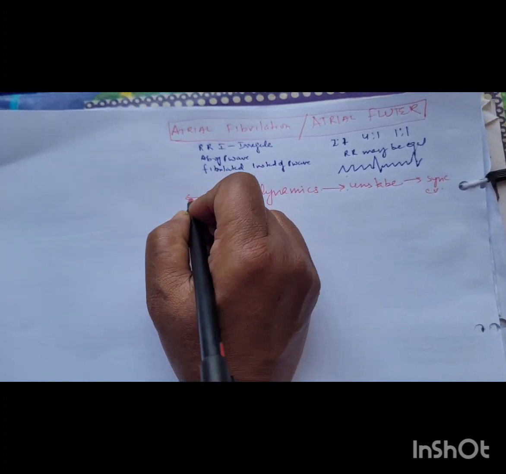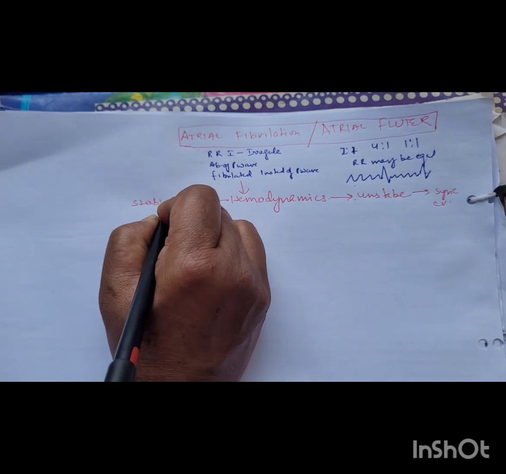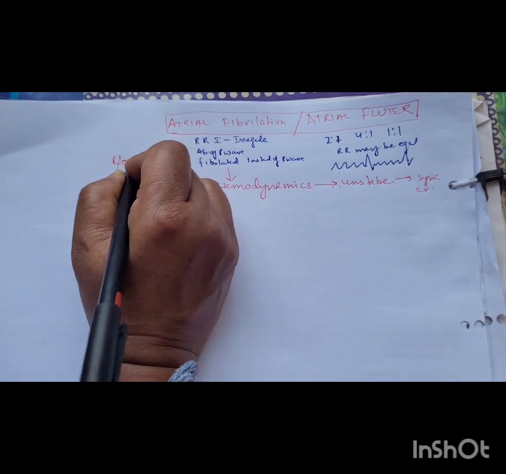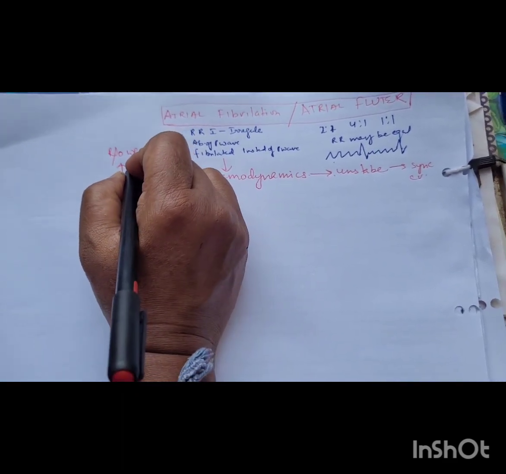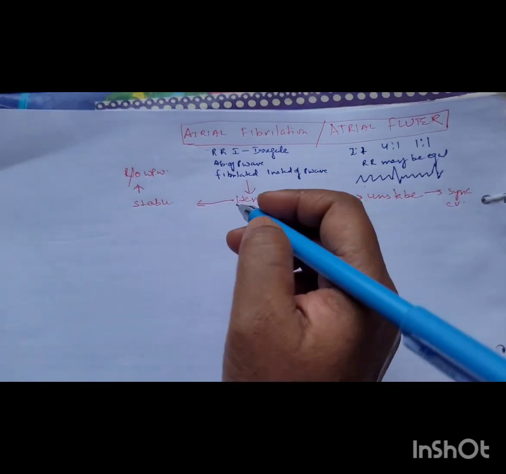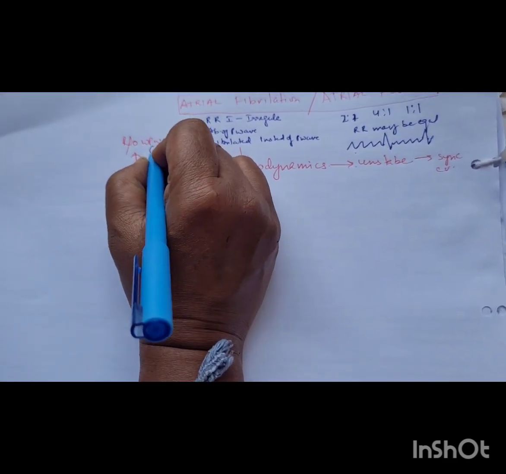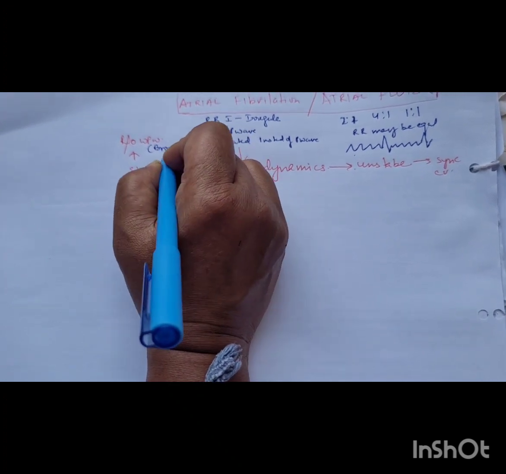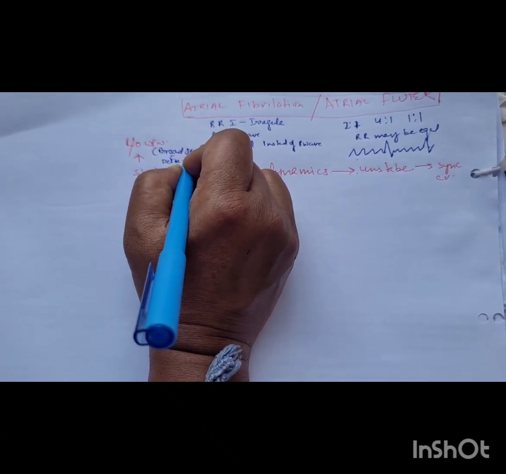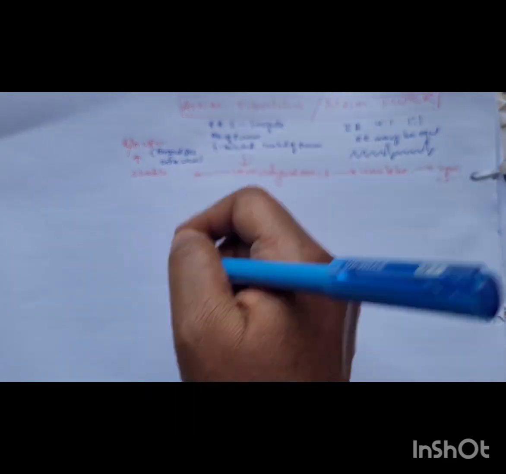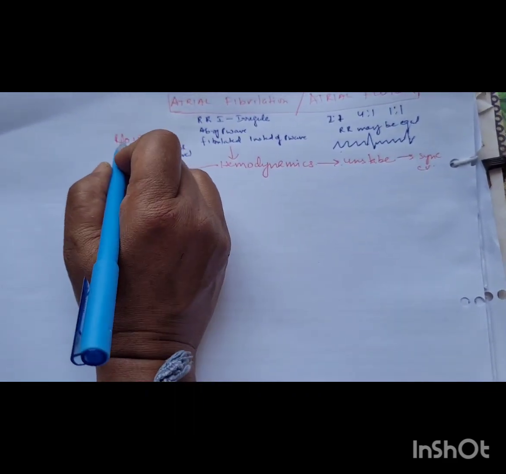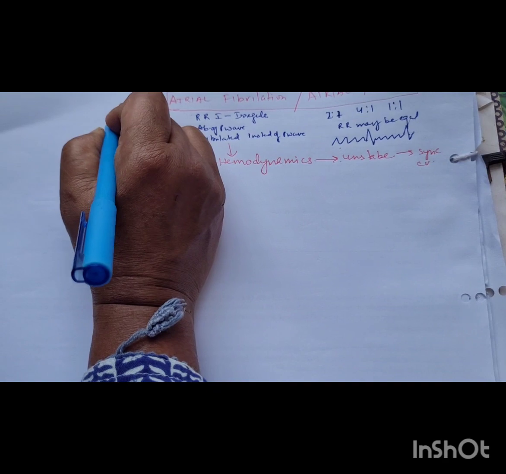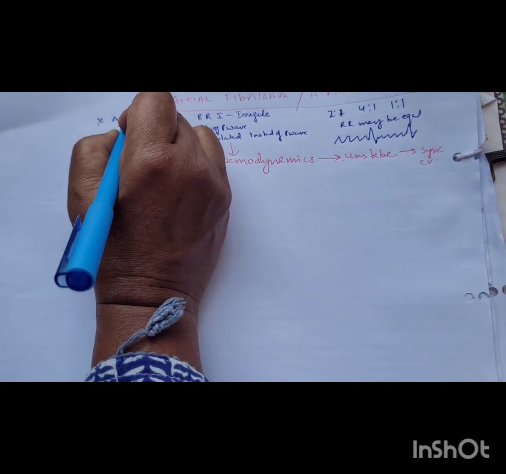So if the patient is stable, rule out WPW. Delta wave will be there. So there will be a delta wave if you have WPW: broad QRS complex, broad QRS with delta wave, sliding of the upstroke of the QRS. So if it is that, we can't give AV node blocking agents.